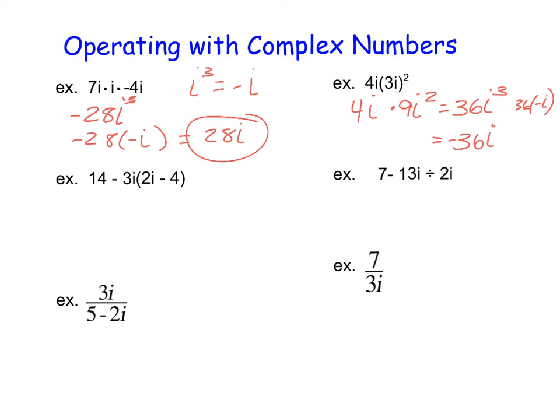Right. Next set, I'm going to distribute the 3i. That 14 is just chilling out front. Minus 6i squared plus 12i. I squared is -1. So we get 14 plus 6 plus 12i, 20 plus 12i.